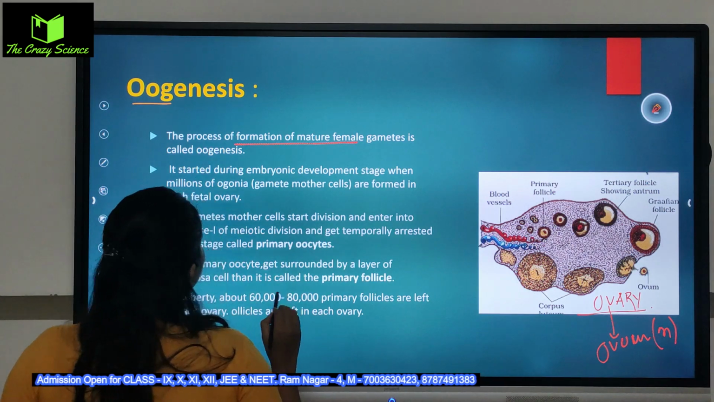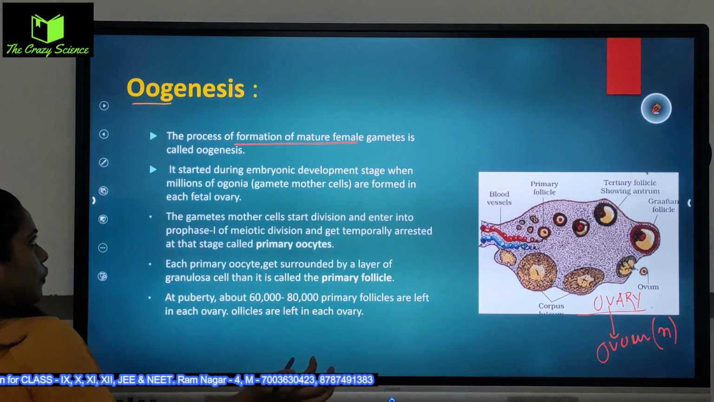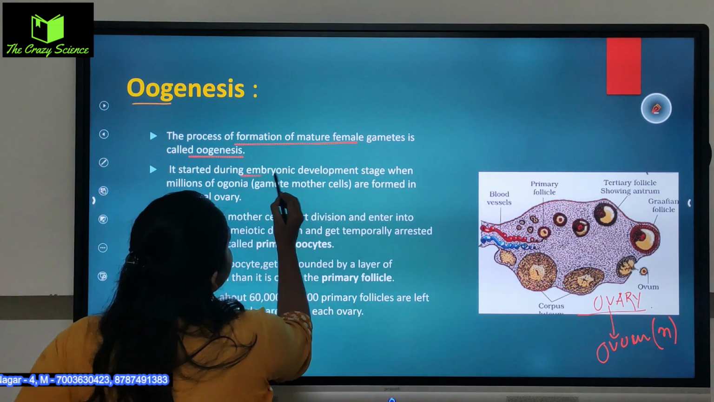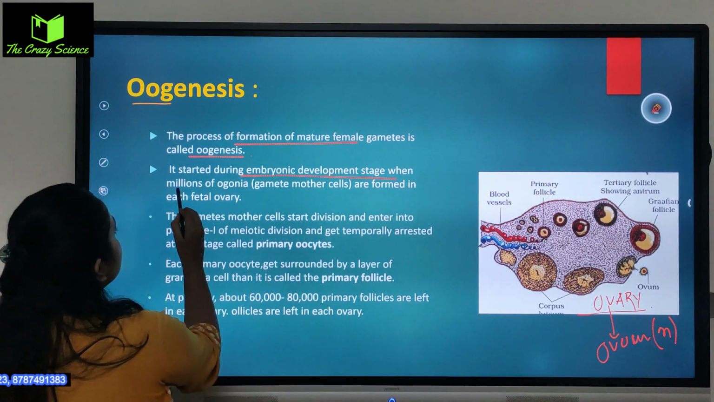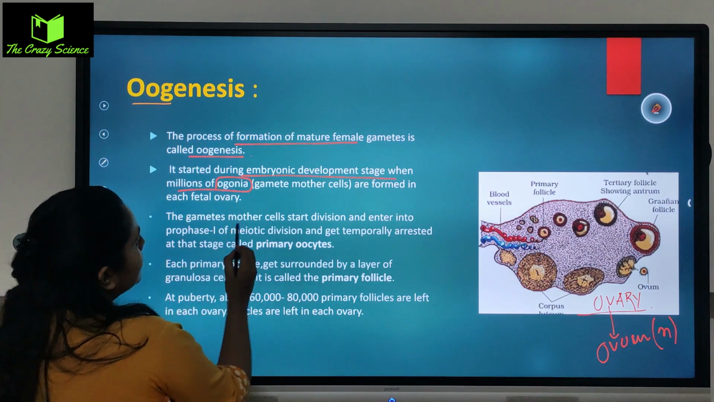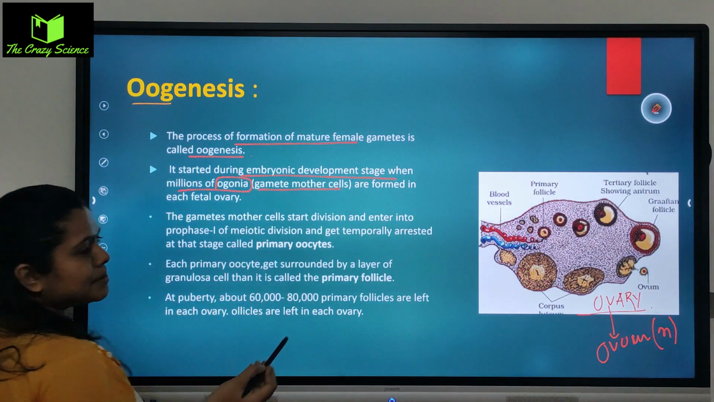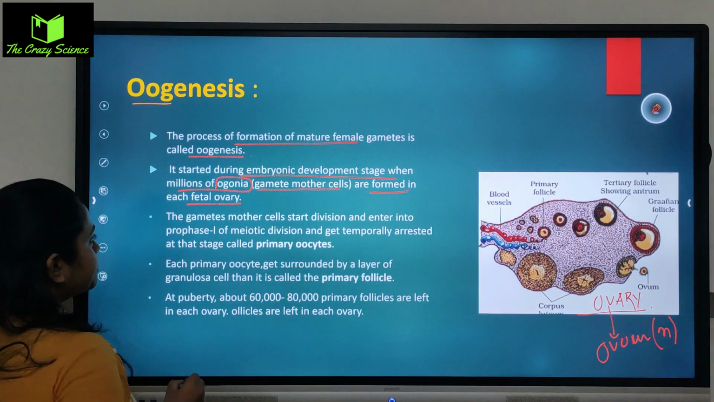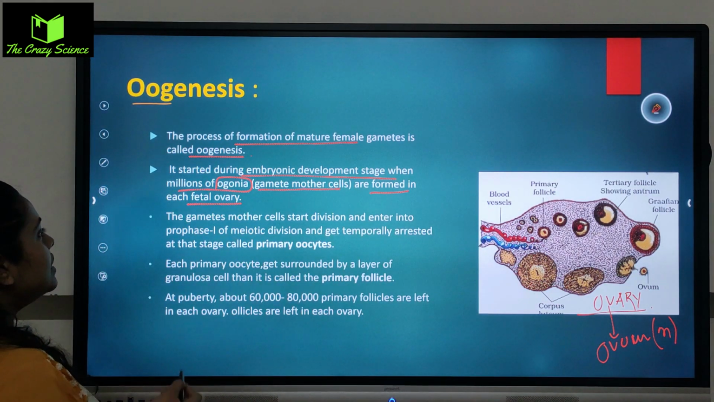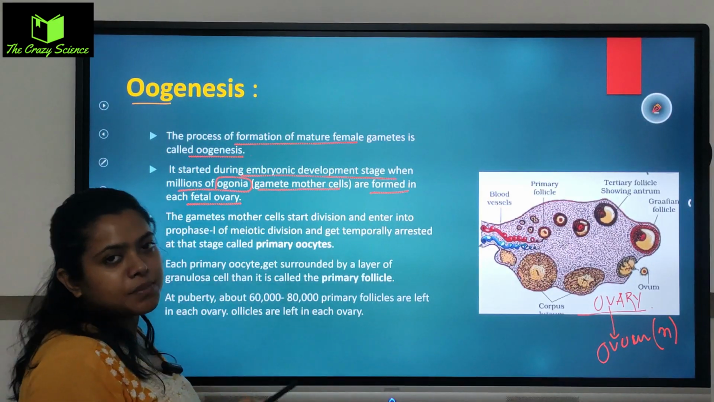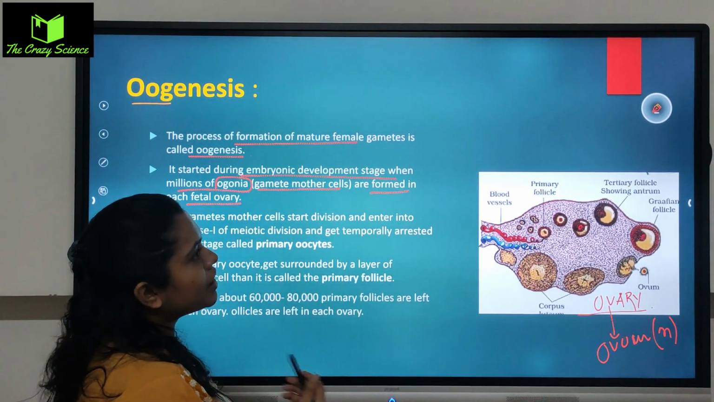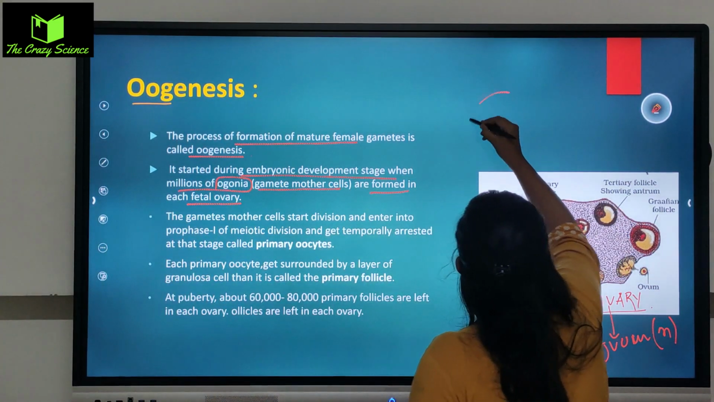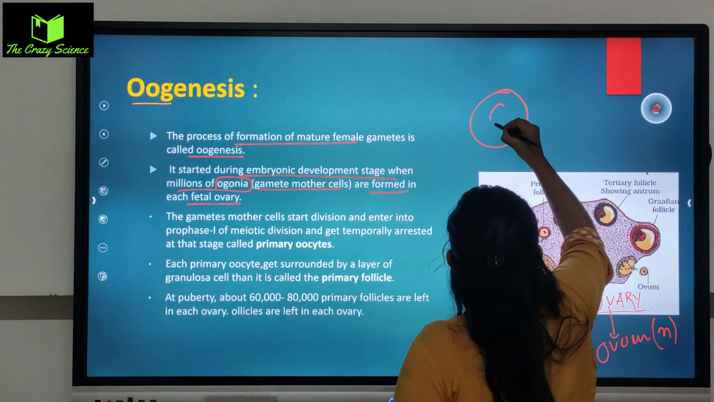The process of formation of the mature female gamete, which is called the ovum or ova, is called oogenesis. It started during the embryonic development stage when millions of oogonia, gamete mother cells, are formed in the fetal ovary. Fetal means the baby girl that will be produced after the fusion of male and female gametes, right?